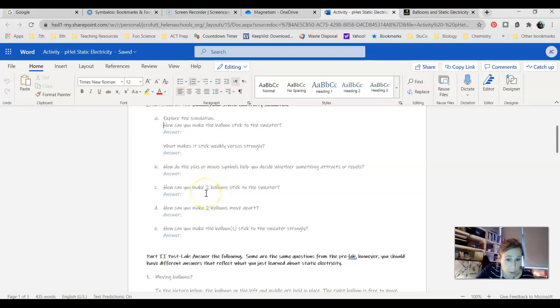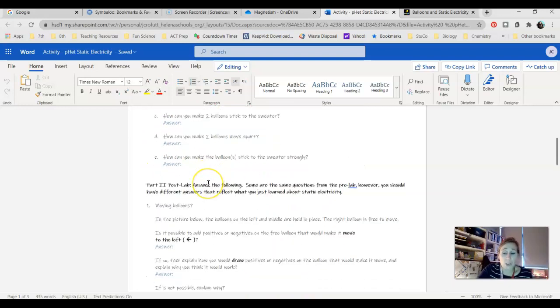Can you make two balloons stick to the sweater, and if so, how? How can you make two balloons move apart so they'd repel each other? And then how can you make the balloons stick to the sweater strongly? So explore that principle a little bit more from up here. Part two, you guys just have some follow-up questions. Pretty simple, but I'm going to go through a couple of them with you.